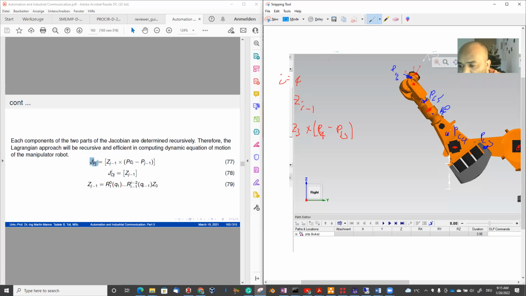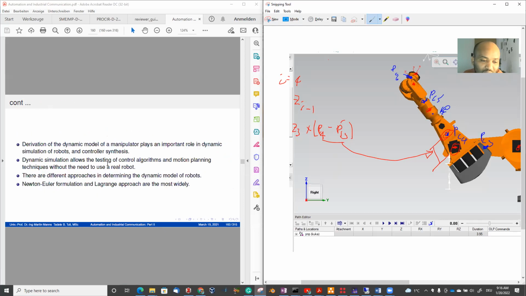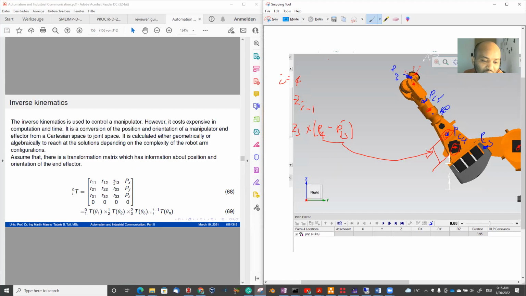PC4 means this one. PJ3 means this one. The distance from this to this is PC4 minus PJ3. Z3 means the Z axis of this, which is a rotation. So Z3 means take the Z axis of the rotation. The Z of the rotation means take the third column, just the third column.